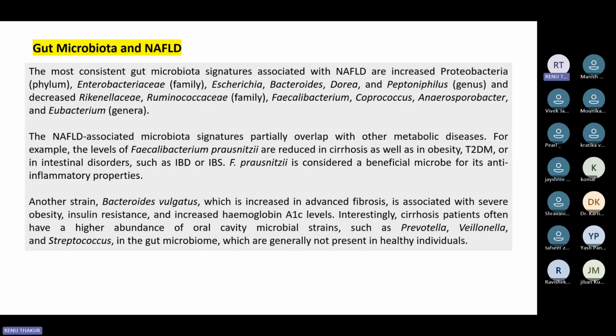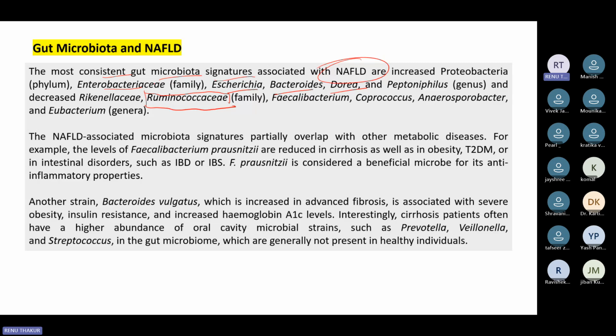Now some more detail. The most consistent gut microbiota signature associated with NAFLD is increased Proteobacteria, Enterobacteriaceae, E. coli, Bacteroides, Dorea, and apart from that, you can see this one. This we have already summarized in a table. Ruminococcaceae, Faecalibacterium, Coprococcus, Anaerosporobacter and Eubacterium.